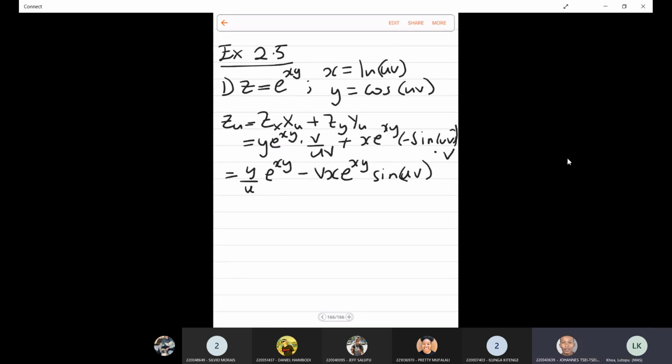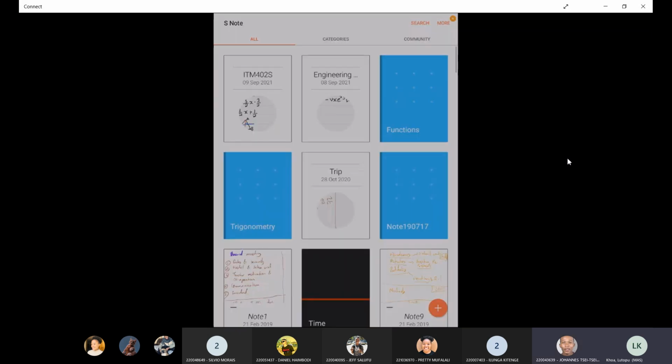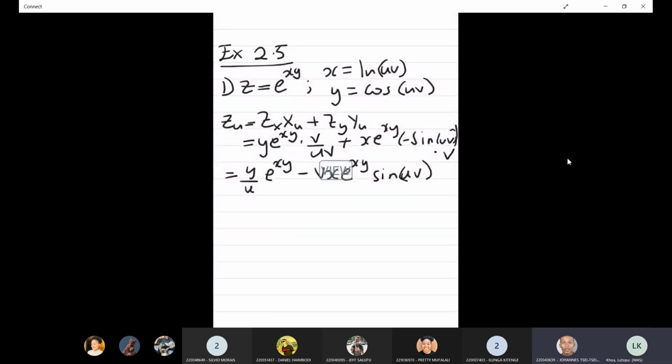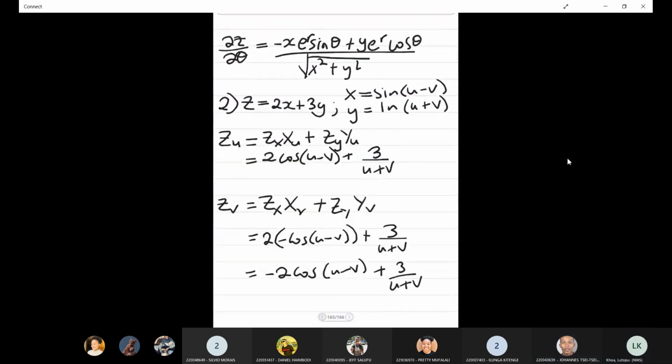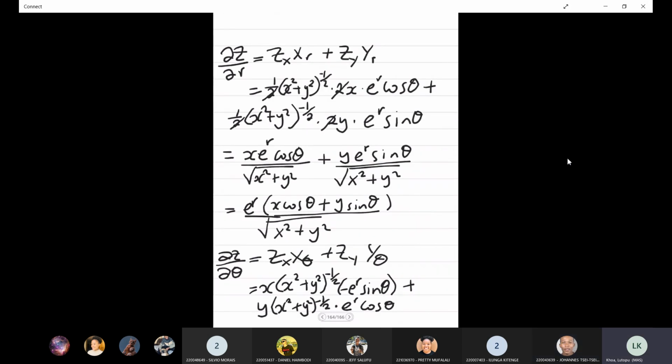What I was saying is, before we continue with today's class, may I take you back to yesterday's class? There's something from yesterday's examples, the first one, on total derivatives. Quickly go to the next page.